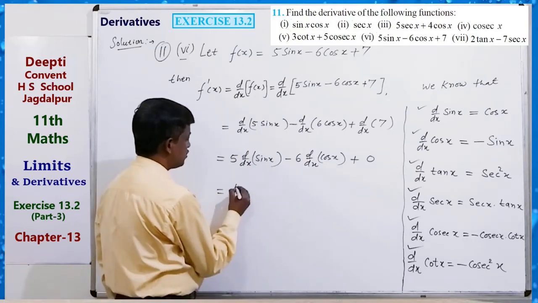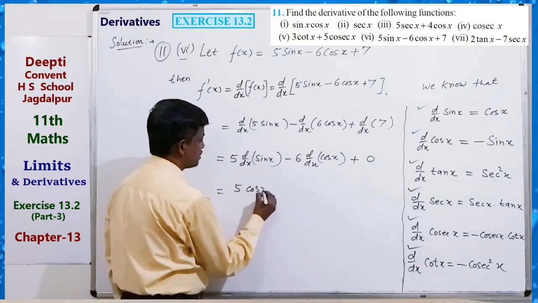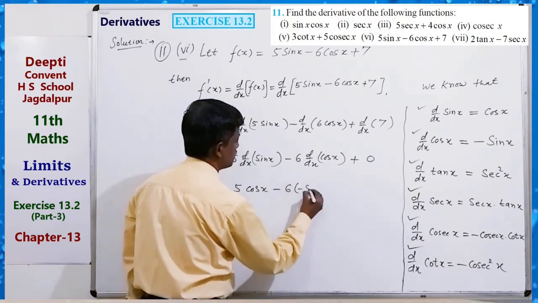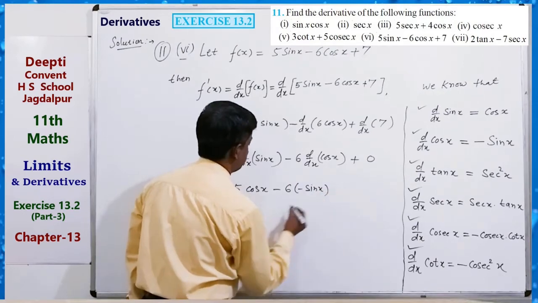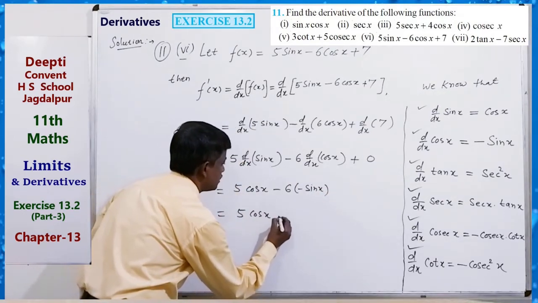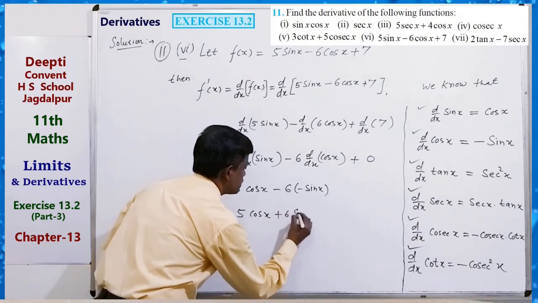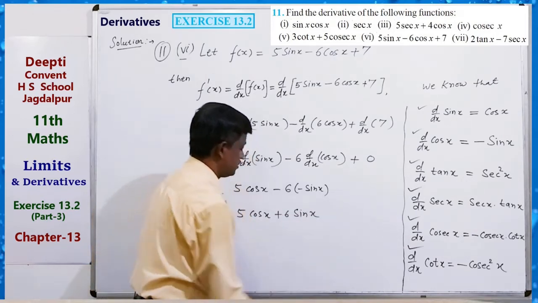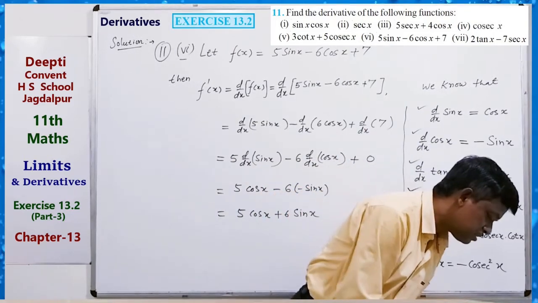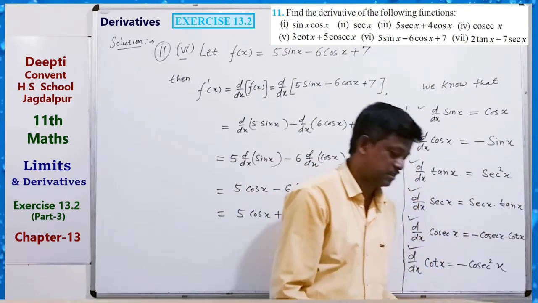So derivative of sin x is cos x, minus cos x is minus sin x. So here 5 cos x plus 6 sin x. Okay. So the last question, 2 tan x minus 7 sec x.